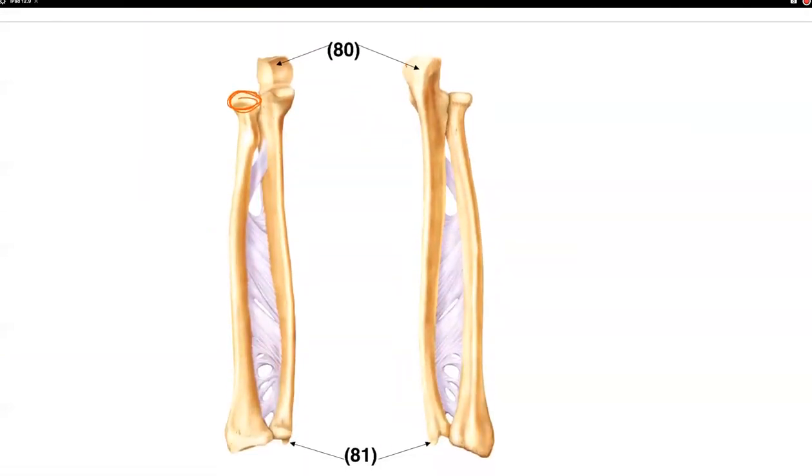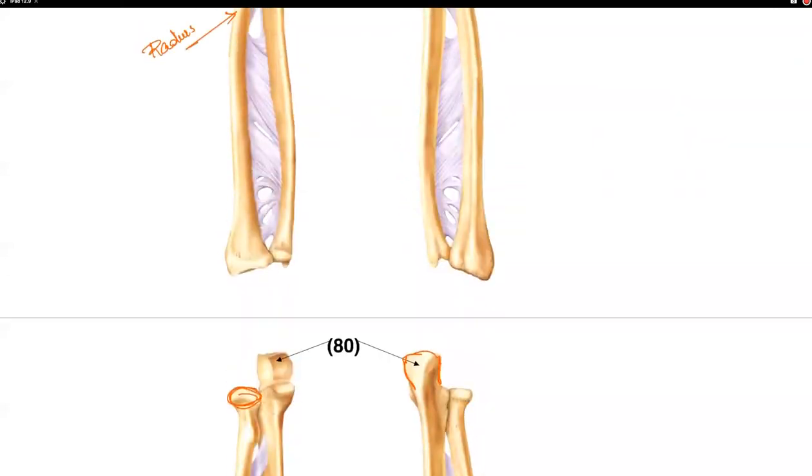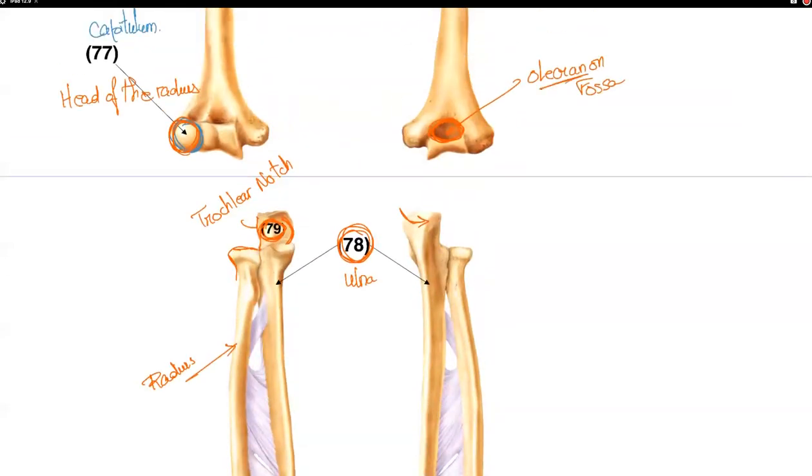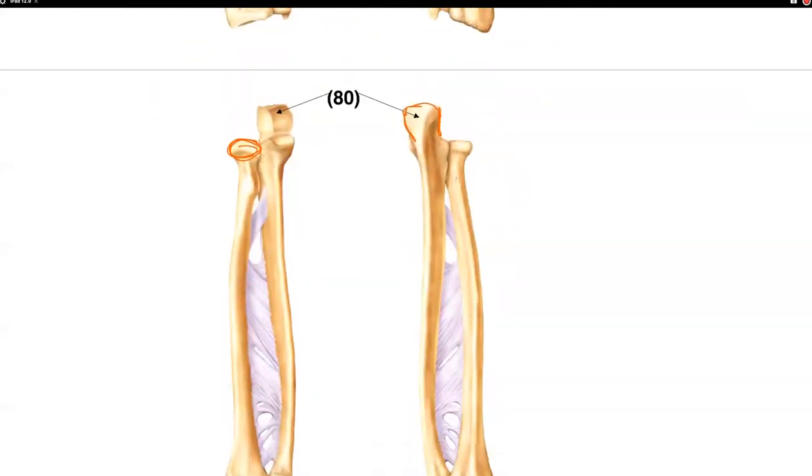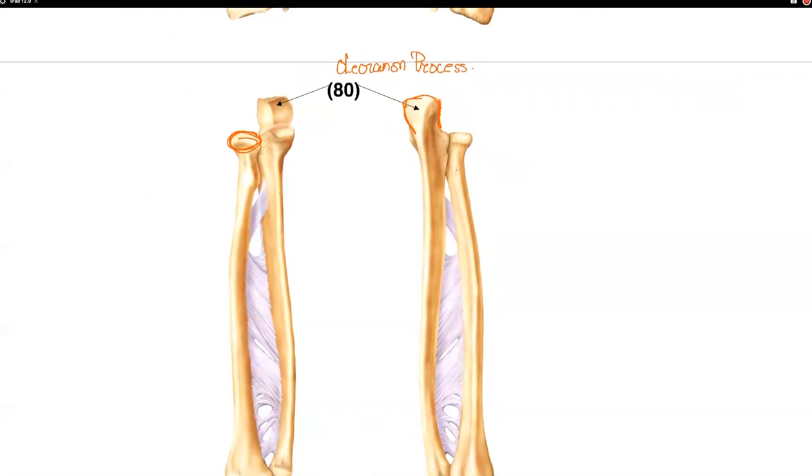If you remember, what do we call this large process in the ulna that passes to the inside of the olecranon fossa? If the fossa is called the olecranon fossa, what do we call the process that passes to the inside of this fossa? This is my olecranon process.